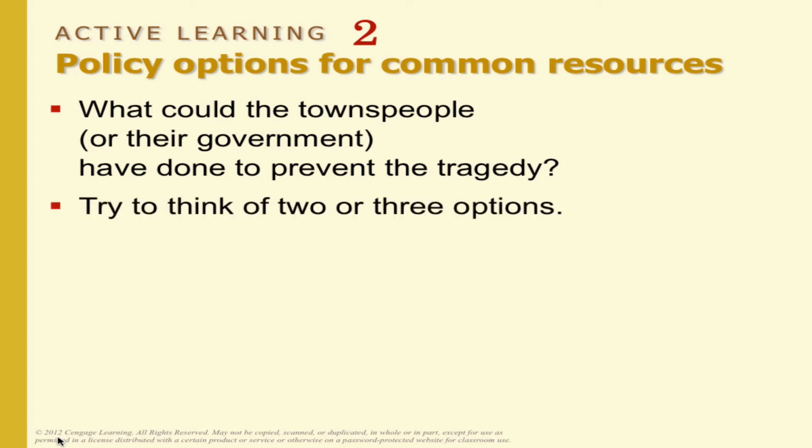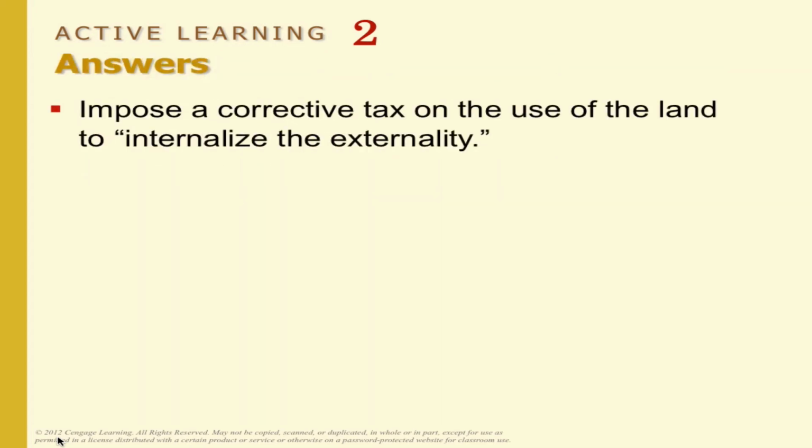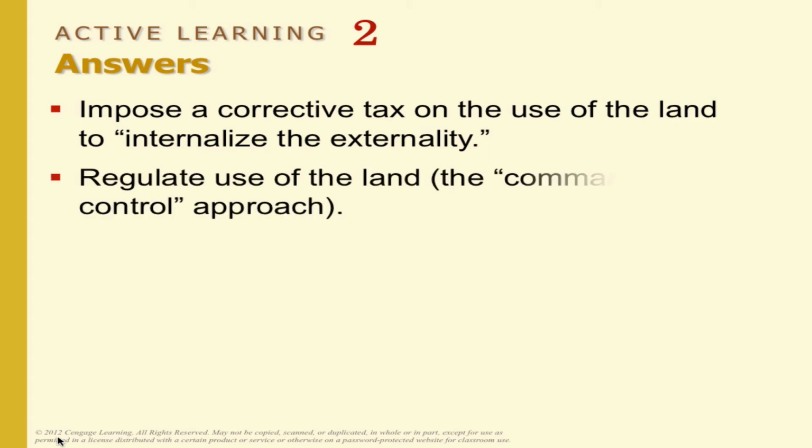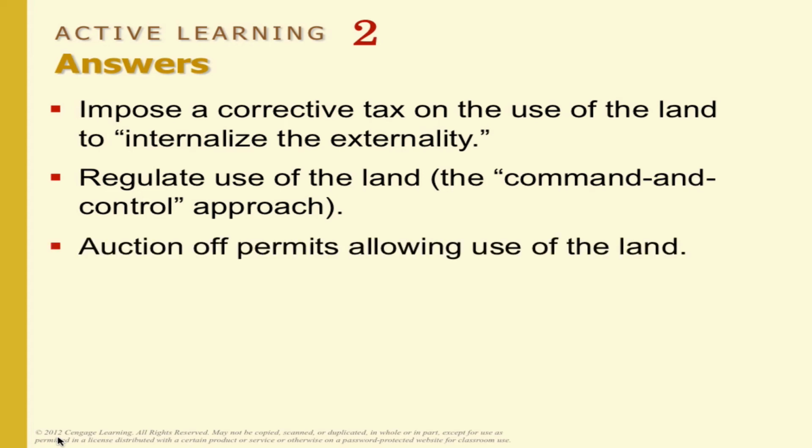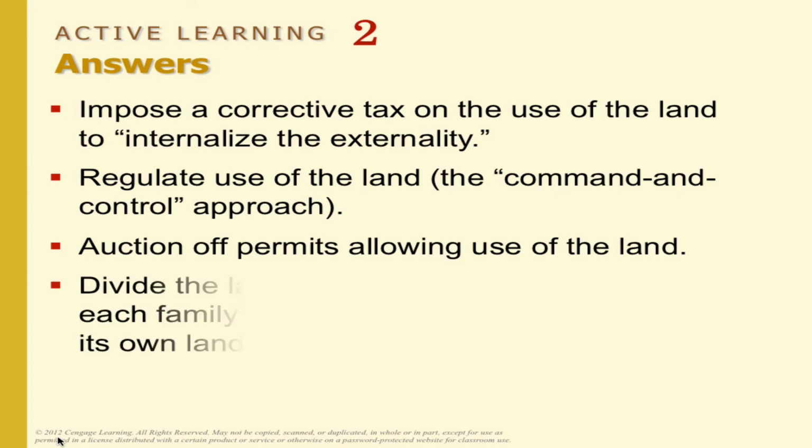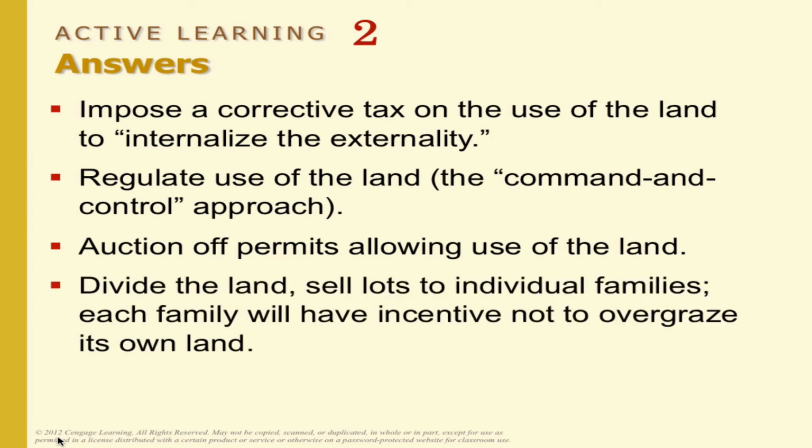All right. Impose a corrective tax on the use of the land to internalize the externality. Tax them. Regulate the use of the land. This is the gatekeeper at the fence. Okay. Auction off permits allowing the use of the land. Or eliminate the commons altogether. Divide it up, sell it off. And if you choose to overgraze your own little chunk of the land, boo-hoo for you.